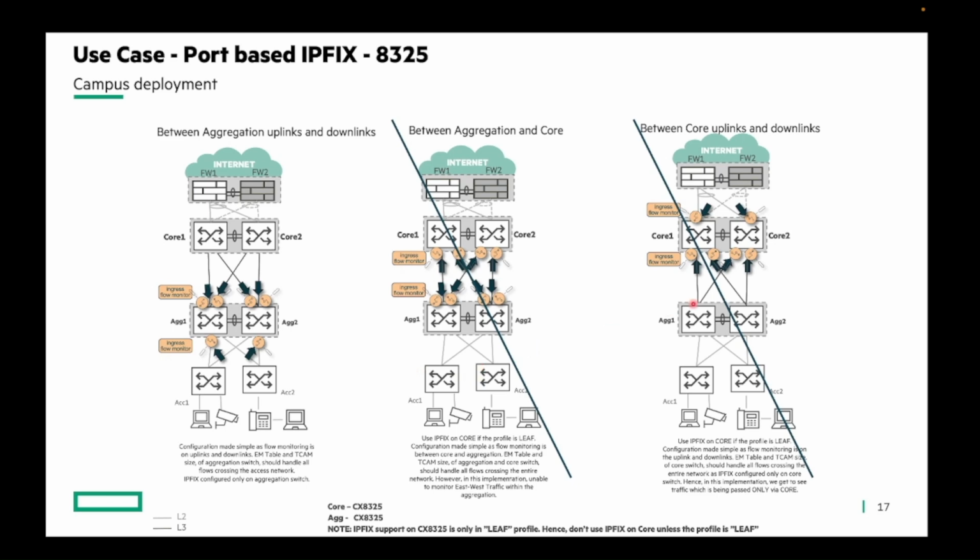Similarly, on the right extreme use case, you will see that you are only configuring it on the core, as long as the profile is leaf. When you're configuring it on the core, that means the downlink of the core and the uplink of the core. So you won't be finding the east-west traffic. You won't be having the aggregation layer switches' traffic. Just whatever is hitting the core is what you would see in the collector, right? So although the configuration is simple, you won't be able to get the east-west traffic scenarios in this.